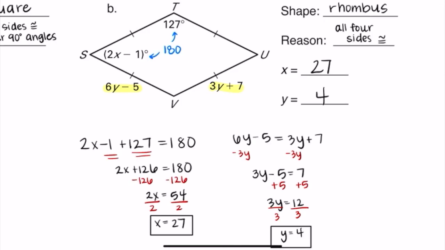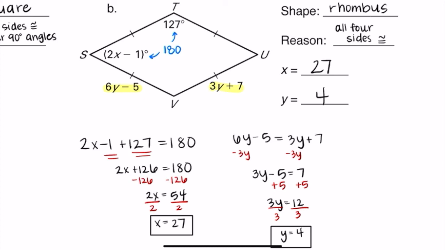All right, and for the last one, based on the information that you're given in the picture, you can say that the most specific name for this one is a rhombus, since you see that all four sides are congruent to one another. And so again, we're going to set up and solve different equations to figure out the variables that are indicated here, based on the information that's given to us in the problem.